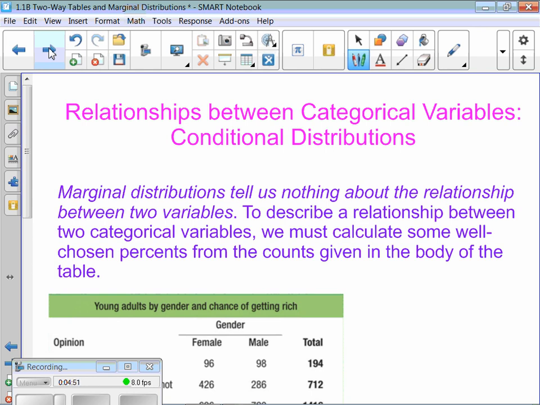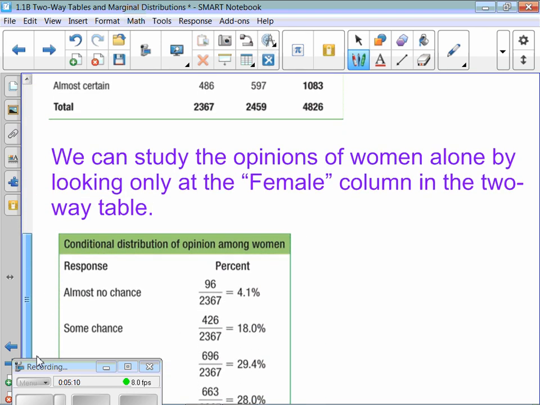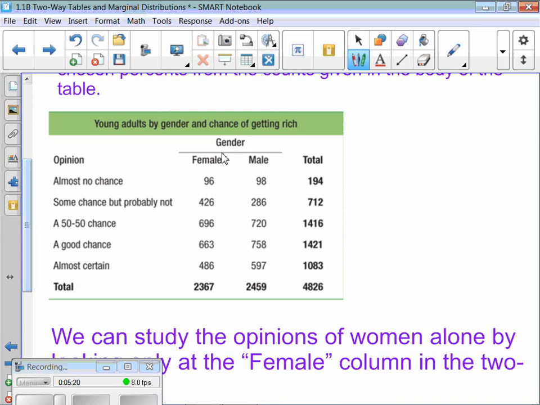So marginal distributions tell us nothing about the relationship between the two variables, right? Because that marginal distribution just told us the total opinions. To describe a relationship between two categorical variables, we must calculate some well-chosen percents from the counts. For example, let's say we want to study the opinions of just women, right? We just want to look at the females and how much they believe in themselves when they turn 30. So if I look at just the females, you want to isolate this entire column.